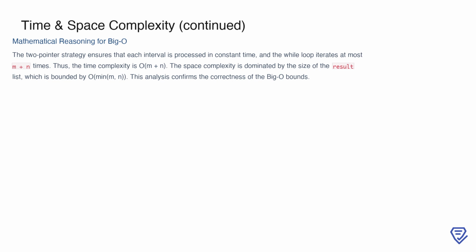On the space complexity side, the dominant factor is the result list, which stores the intersections. The number of intersections is bounded by the smaller of the two input sizes, leading to a space complexity of O(min(m, n)). This combination of time and space analysis confirms that the algorithm is both efficient and optimal for the problem, adhering to these well-defined big O bounds.